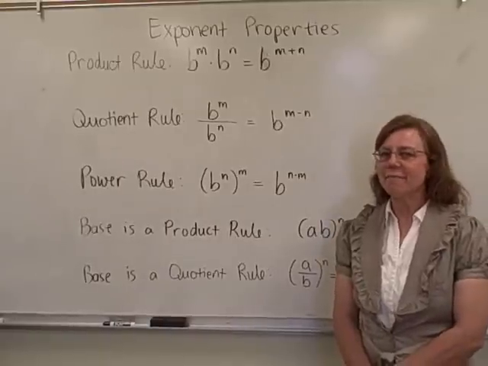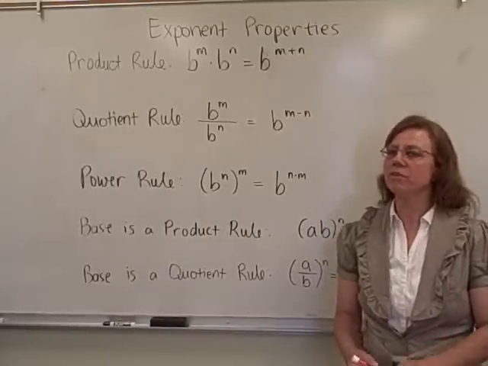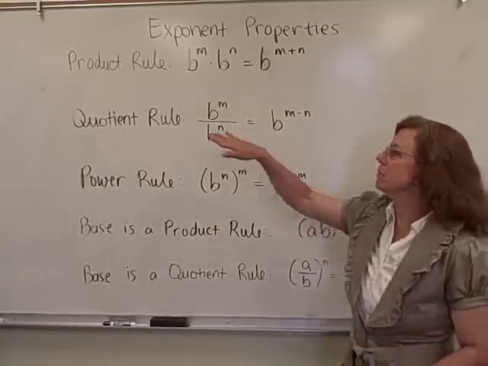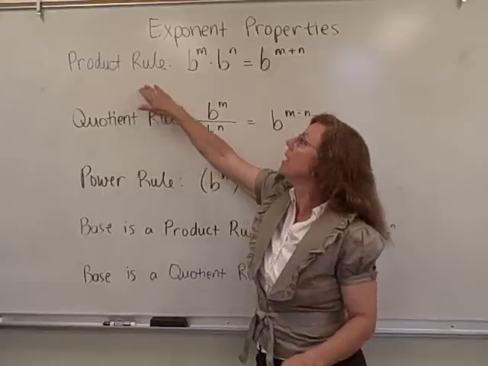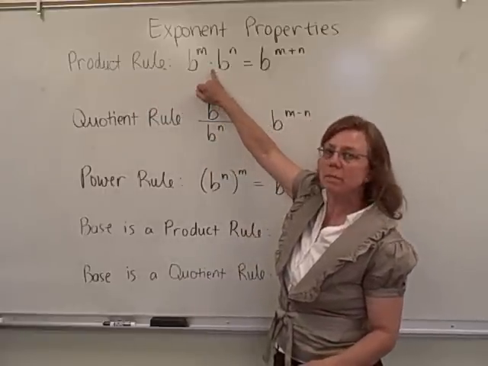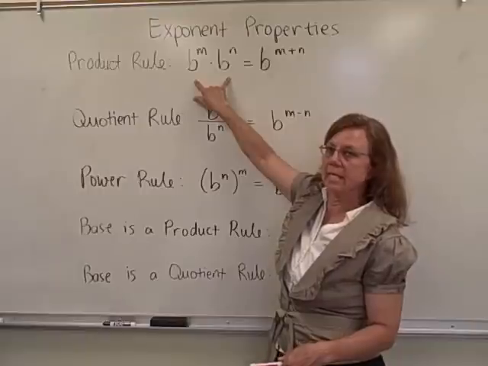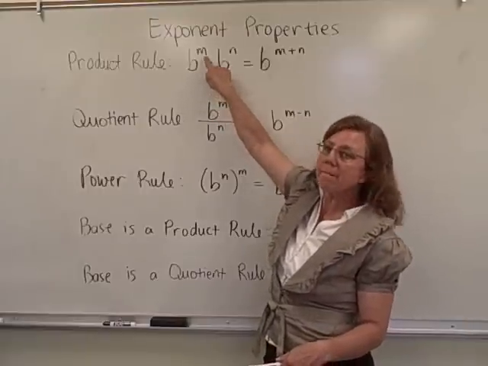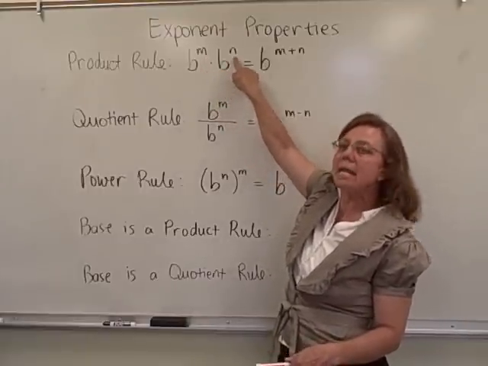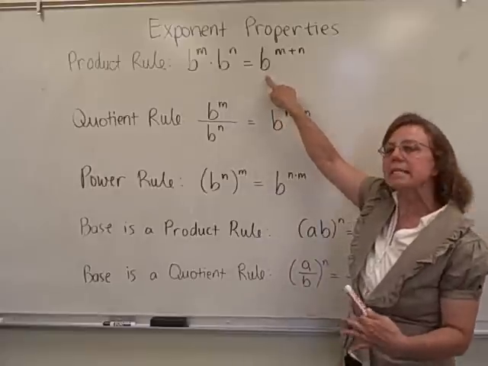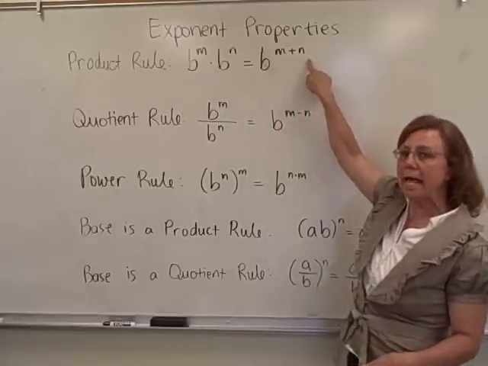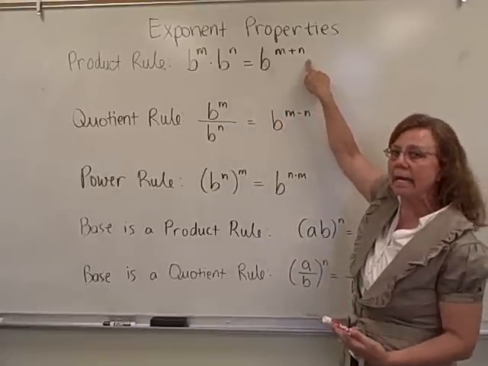Okay, there are 5 basic exponent rules, so I'm going to review those very quickly. The first one could be called the product rule because it's how you multiply exponential expressions with the same base. So if we have b to the m power times b to the n power, it's equal to that same base to the m plus n power. So you end up adding the exponents.